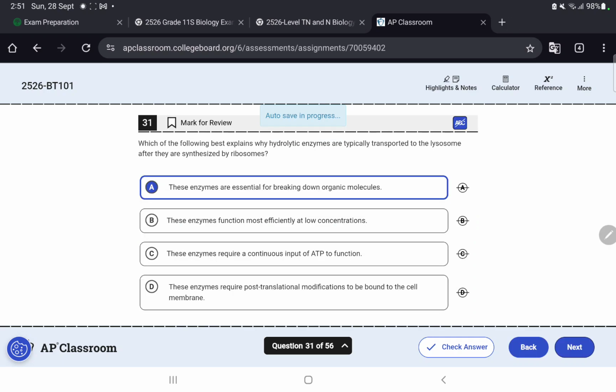Oh, and by the way, for any hydrogen bond, they can't be in the same molecule, they have to be in different molecules. If they're in the same molecule, then it's a polar covalent bond. Just like in the case of water.